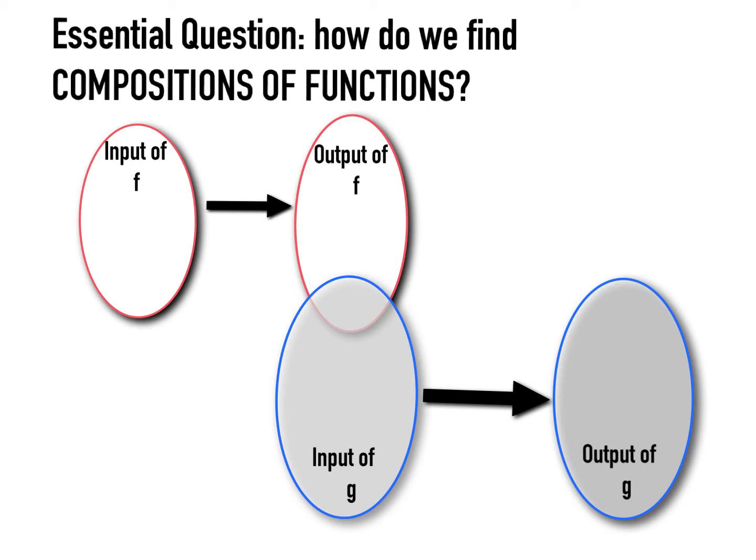Here I have it laid out with a type of Venn diagram. If we have the input of f, typically this x, the output of that f would be this f of x. But here you see that f of x is also the input of g, to where the output of g will be this g of f of x. Okay? So let's see how that works.